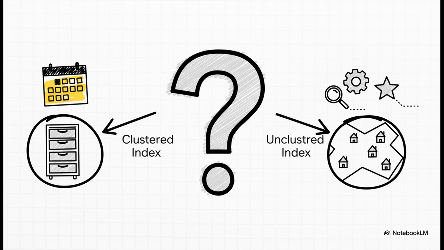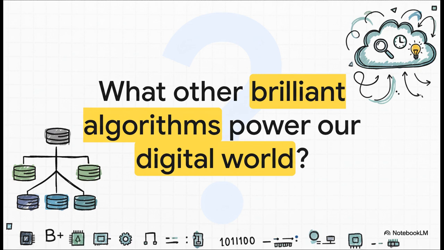It's all about strategy. The B+ tree is just a perfect example of a beautiful, elegant solution to a really tough problem. It kind of makes you wonder, right? What other brilliant, hidden algorithms are working tirelessly behind the scenes right now, making our digital world feel so seamless and fast? Thanks so much for joining me on this deep dive.